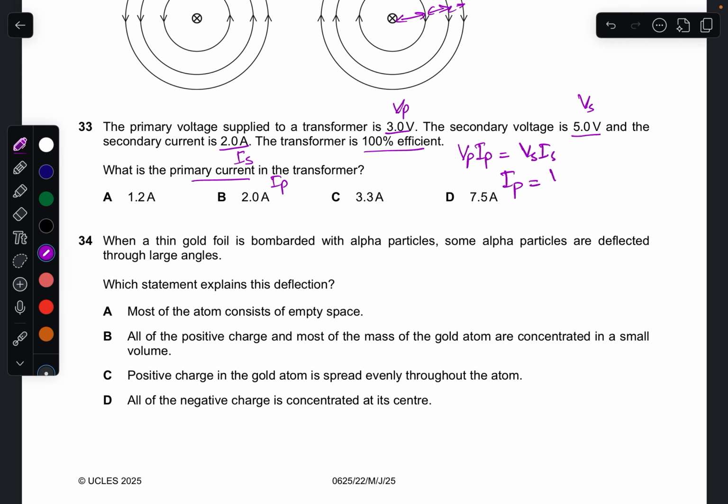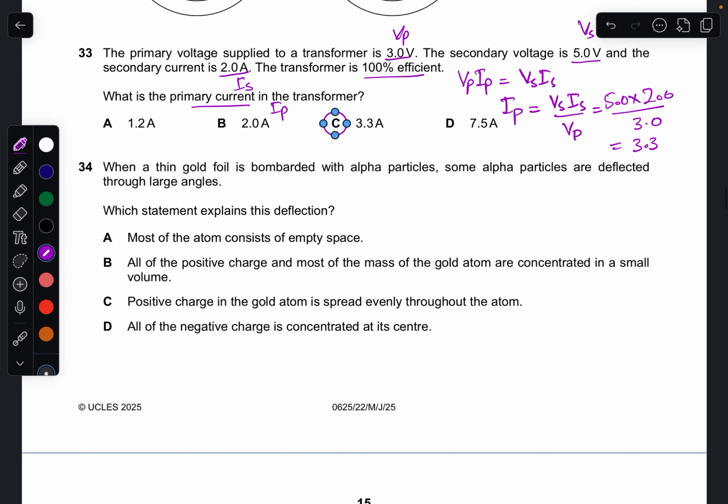So Ip is Vs times Is divided by Vp. You have to put the values. Vs is 5, Is is 2, and Vp is 3. This is 10 divided by 3, that will be 3.33. Okay, it's option C that is correct.